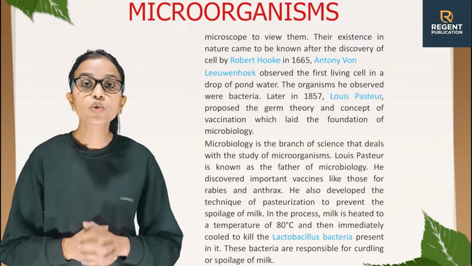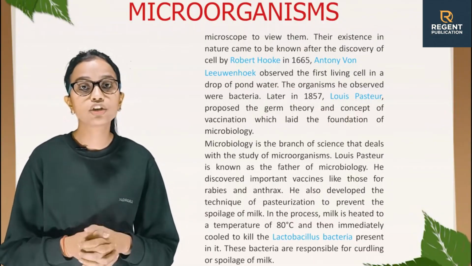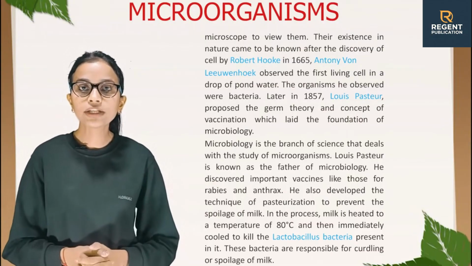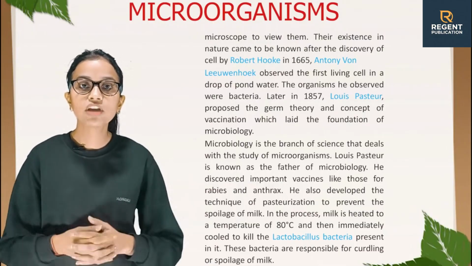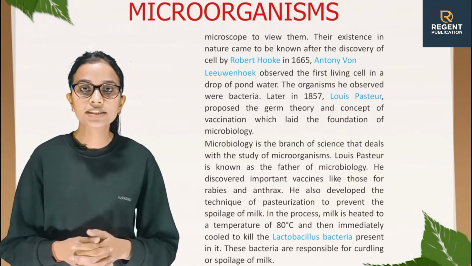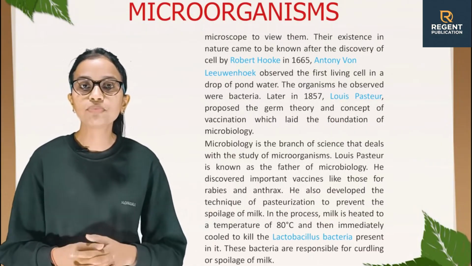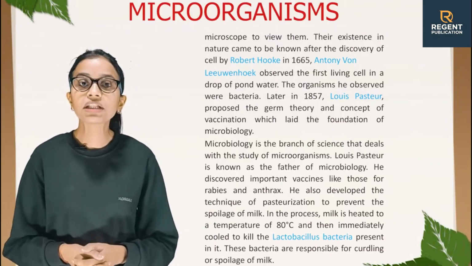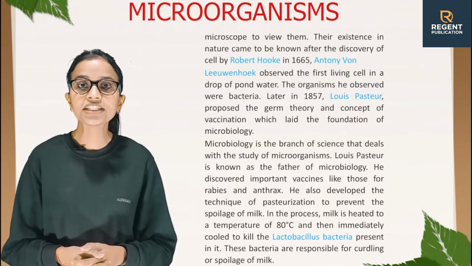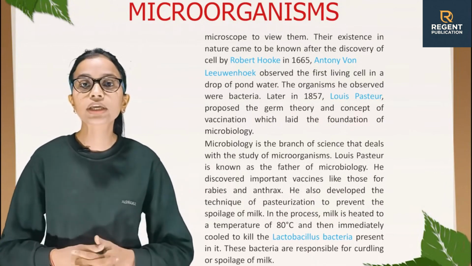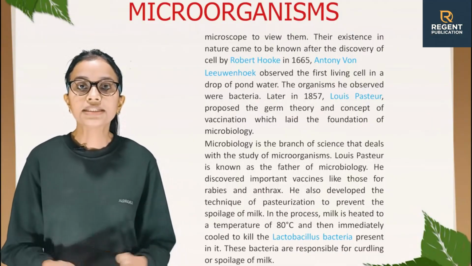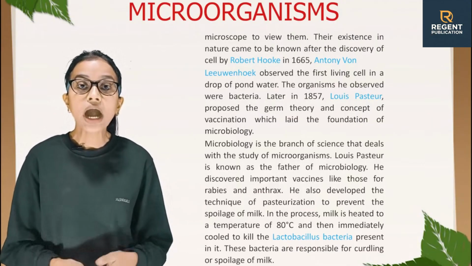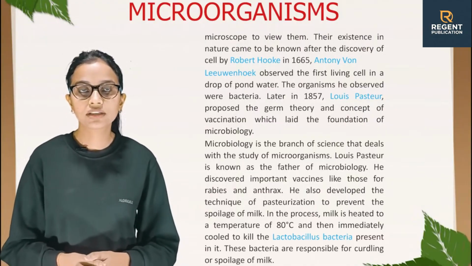Louis Pasteur is known as the father of microbiology. He discovered important vaccines like those for rabies and anthrax. He also developed the technique of pasteurization to prevent the spoilage of milk. In the process, milk is heated to a temperature of 80 degrees Celsius and then immediately cooled to kill the lactobacillus bacteria present in it. These bacteria are responsible for curdling or spoilage of milk.